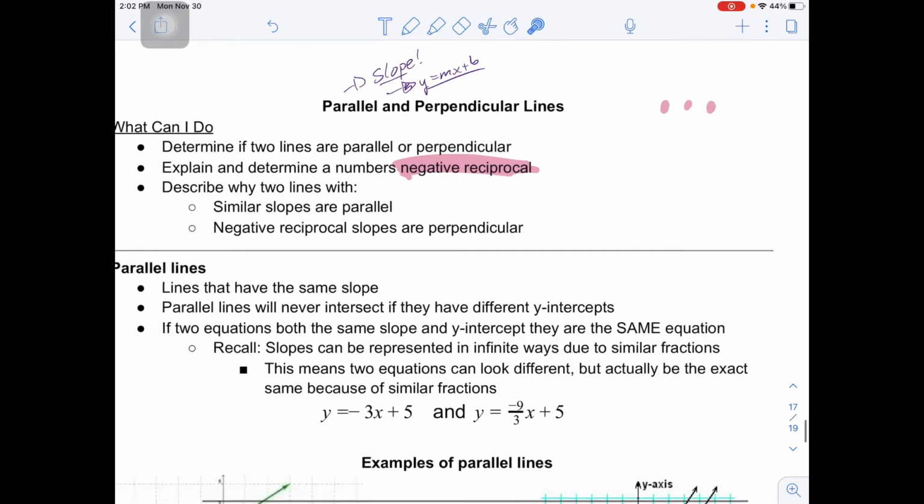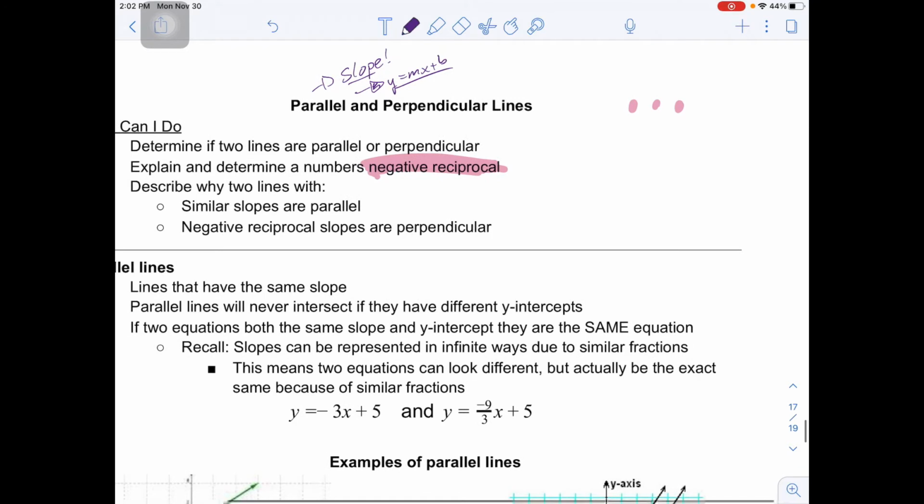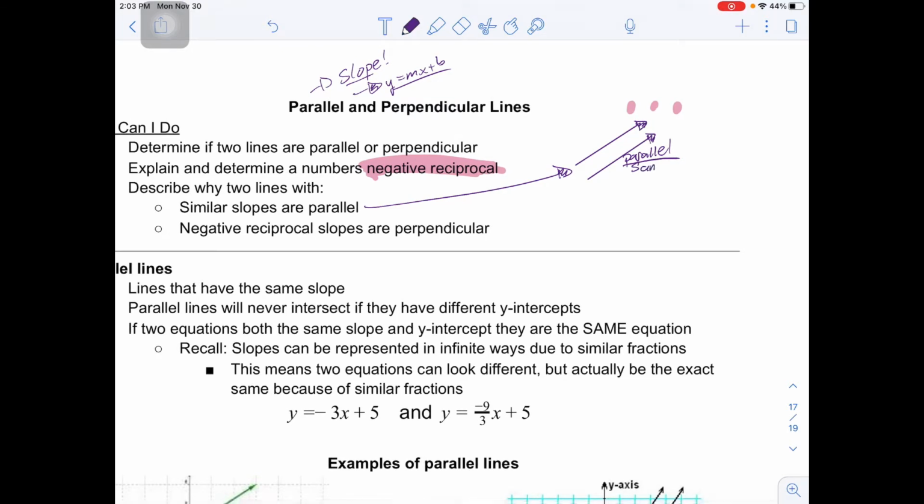So first off, I want to remind you what parallel means. Parallel means lines that will never touch, and that's because they're perfectly parallel to each other. So these two lines here are parallel. If they continue on forever and ever, since they're both going in the exact same direction, they'll never end up intersecting.